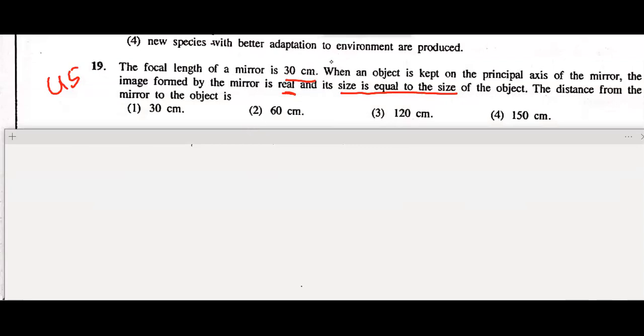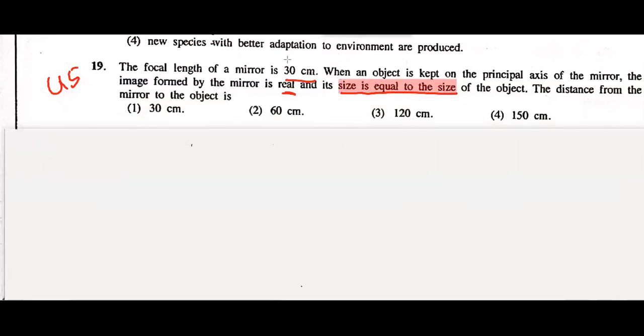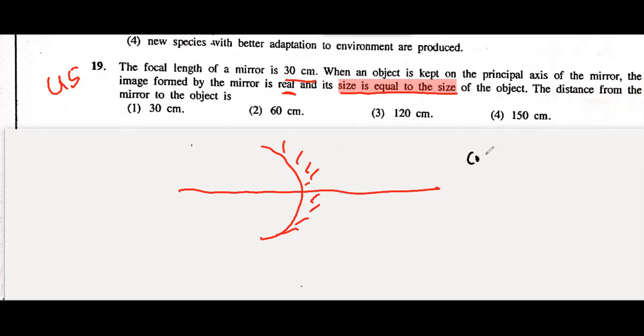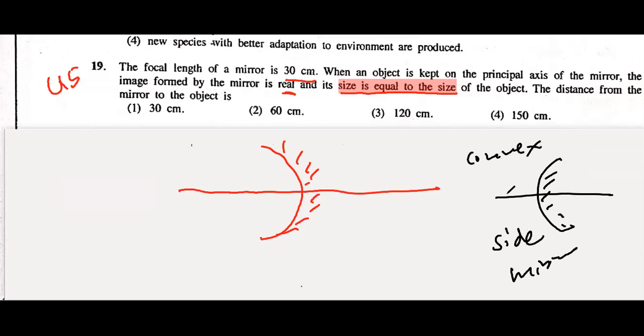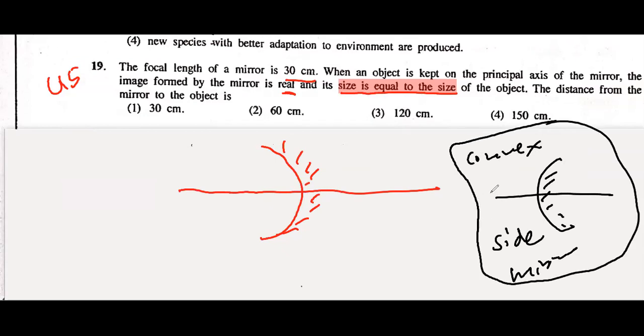Same size, very very important. Same size means what? It's like at C. Can you remember? At C. Real images are formed by concave mirrors. Convex mirror is always virtual. Remember, the side mirror of a vehicle is convex and never forms real images. When you think of convex mirrors, the best thing to recall is the side mirror of the vehicle. Side mirror of a vehicle is always convex, so therefore convex mirrors always form virtual images.